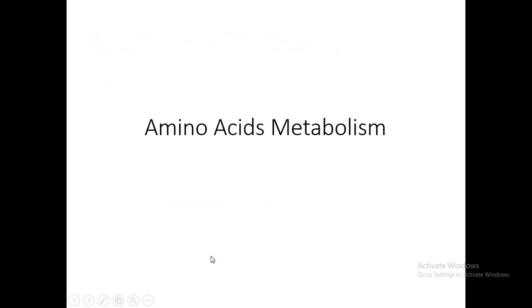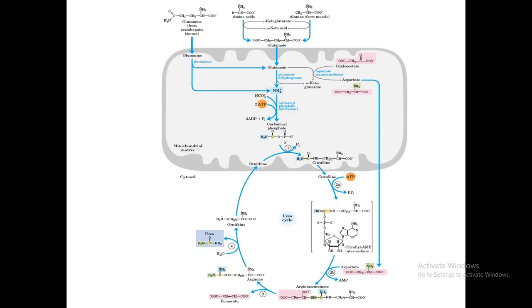So that was about the chemical and physical properties of amino acids. Now we will be studying a little bit about how amino acids can be metabolized. Actually, amino acids are metabolized in your liver via a cycle that we call the urea cycle.